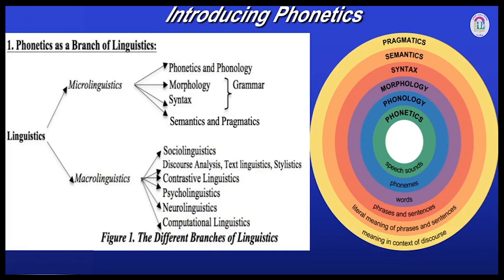Language would appear as a set of subsystems referred to as levels of language, such as phonology, that deals with sounds; morphology and syntax, which focus on words and sentences; and semantics, which deals with meaning, and language use in pragmatics.